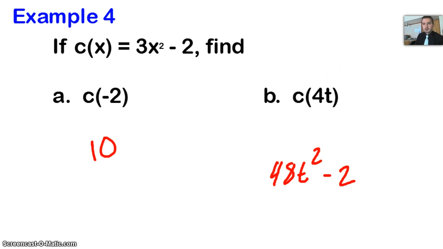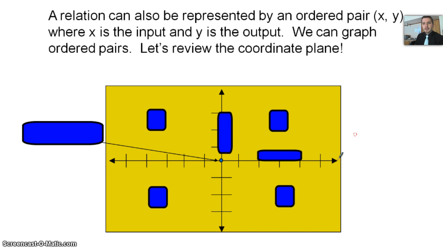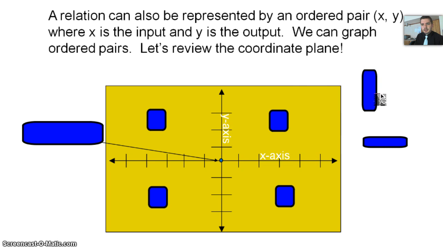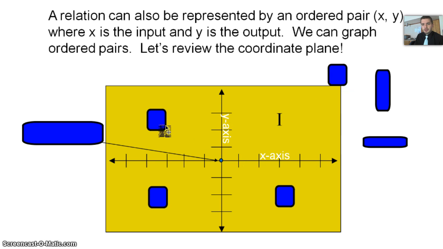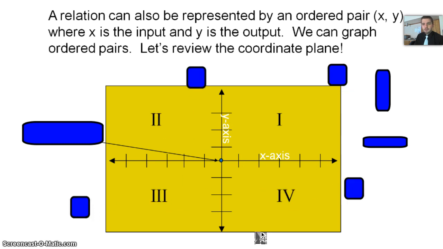Alright, let's keep going. There's two more things I want to show you. This is going to be just a really quick review of the coordinate plane. Again, you guys know the axes. This is the x-axis. This is the y-axis. We've got our quadrants. They start in the top right, so you go 1, 2, 3, and then 4.